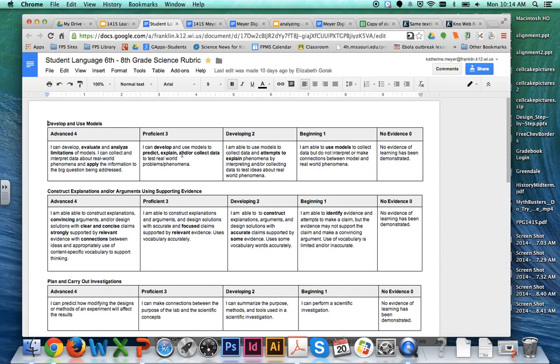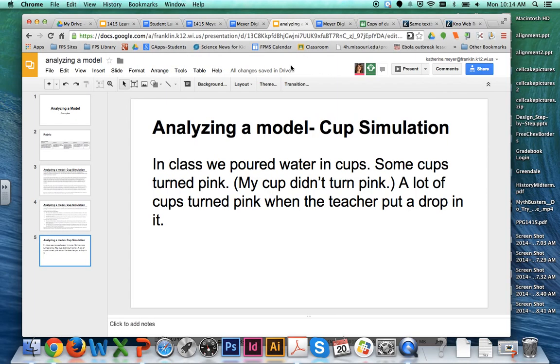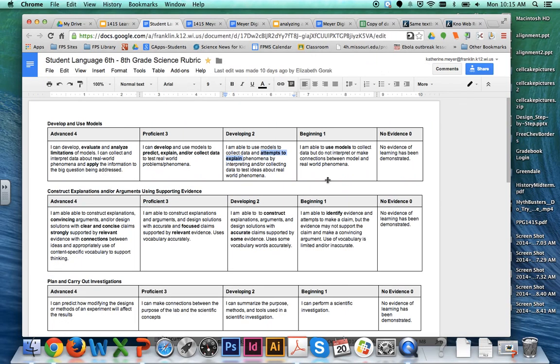Now, if you're looking here, this person did not really even attempt to explain anything, and that's developing. They didn't even attempt, okay? They did not interpret. They did not tell me what it meant. They did not make connections between the model and real-world phenomenon. If you notice here, not once do they say initial carrier. They don't say that pink water is a symptom. They don't say that interactions cause this disease to be spread. So there are a lot of things here that are not being met in this rubric.